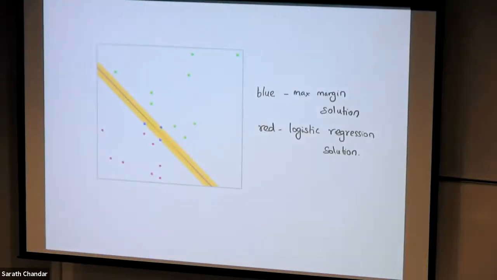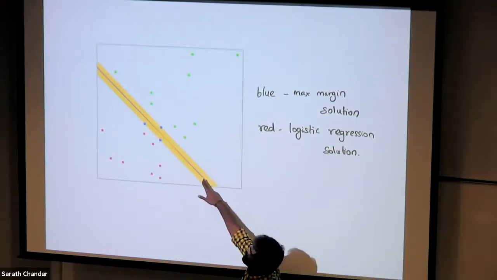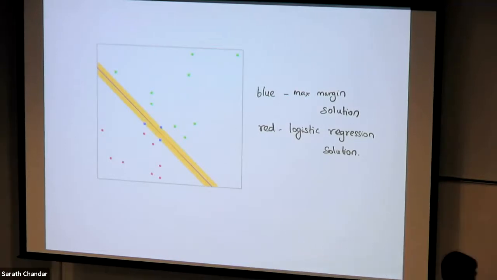Now here is an example. In this case, you see a bunch of red and green classes, and I have trained both logistic regression and a max margin classifier here. You can see that there's a slight difference in their answer. So you see red and blue lines. They're very close, but they are not exactly the same. And you also see that there are 3 support vectors for this particular problem. Depending on the complexity of the data set, there are going to be many more support vectors. Is that clear?